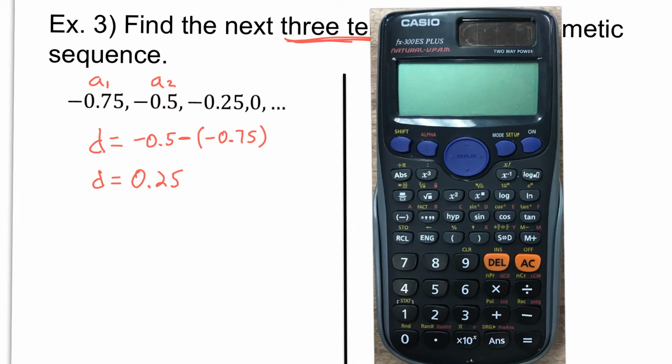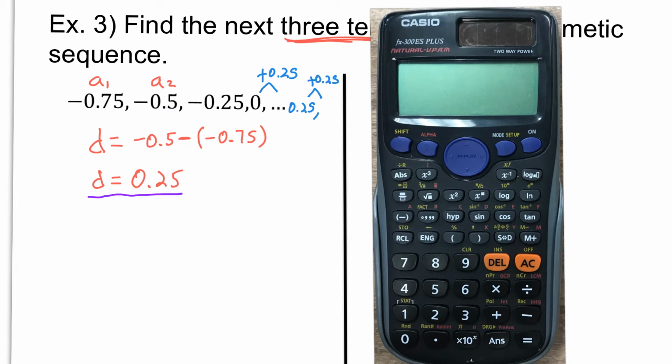So what that means is we are adding, since it's positive, we are adding 0.25. So the next one, you need to add. So here, after the 0, I need to add 0.25. So that's going to be 0 plus 0.25. It is 0.25. And then you need to add again, plus 0.25.